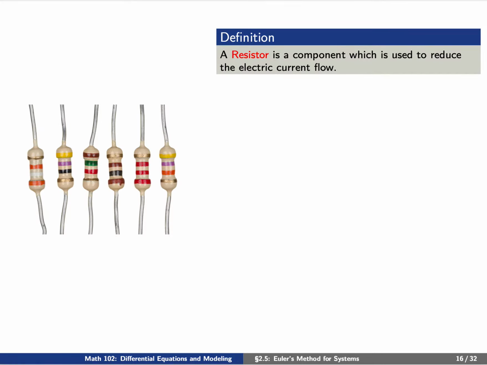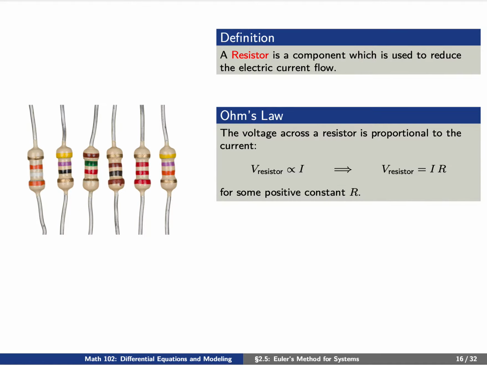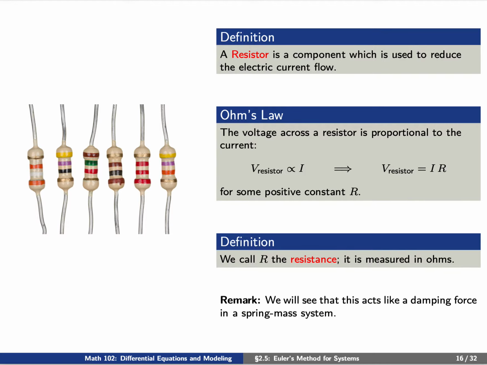The second I'd like to discuss is called the resistor. A resistor is a component which is used to reduce electric current flow. Ohm showed that the voltage across the resistor is proportional to the current. That is, V equals IR for some positive constant R. We typically call R the resistance, and it is measured in ohms. We'll see later that a resistor acts like a damping force in a spring mass system.